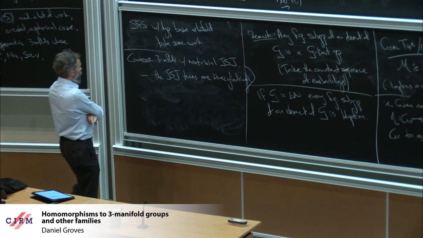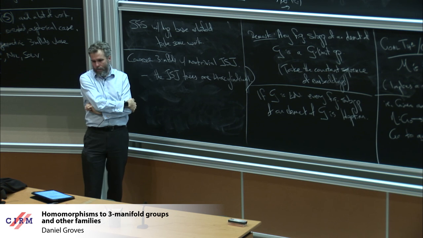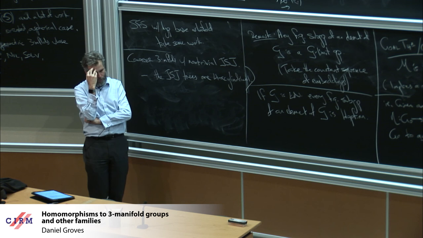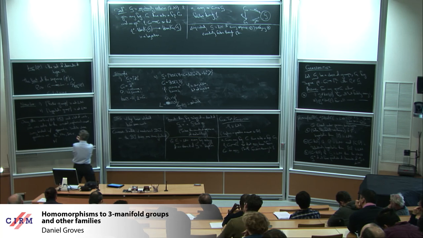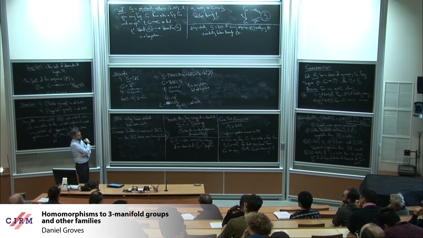Working on the case with non-trivial JSJ. And the hard case to worry about is the case where you have a sequence of homomorphisms. So now I've got a sequence of homomorphisms from my finitely generated group into groups gamma i, where the gamma i are oriented aspherical three manifolds whose JSJ trees are non-trivial. And okay, so I can look at the actions of G on this collection of trees, and I can take a limiting tree. Maybe these actions diverge in the space of trees, and then I get a limiting action on an R-tree.